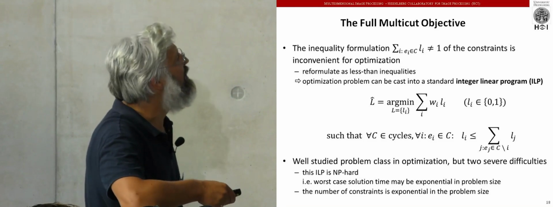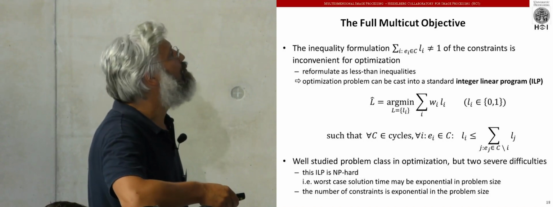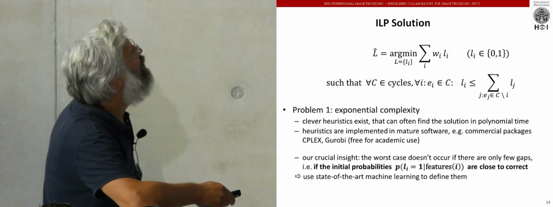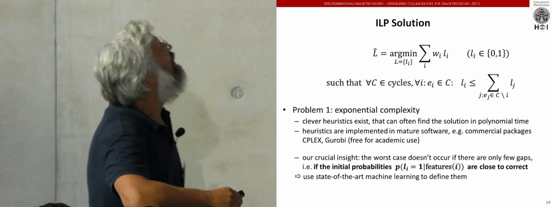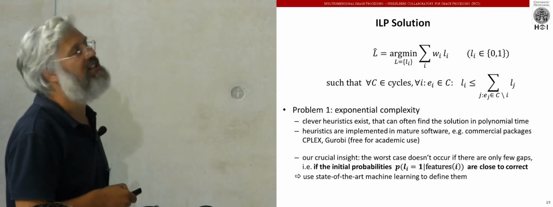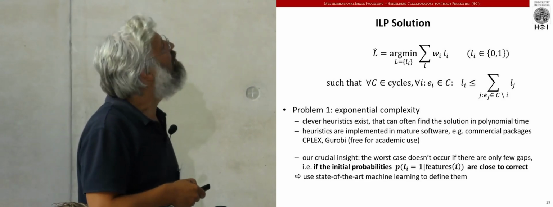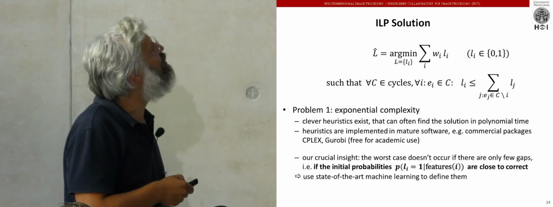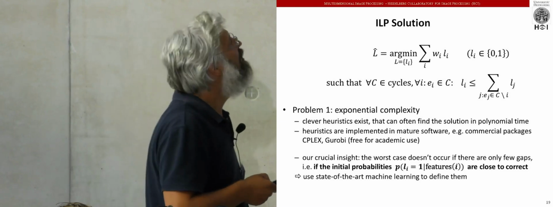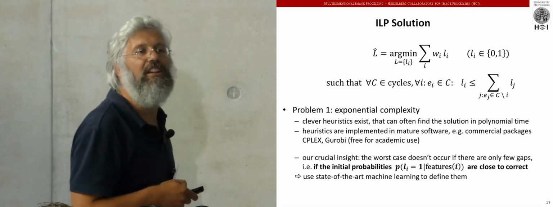And the number of constraints is exponential in the problem size because there are so many cycles in a graph. But fortunately, that's not hopeless. So for the exponential complexity, first of all, there exist very good heuristics that are implemented in standard packages. The best are the commercial ones, Cplex and Gurobi, which fortunately are free for academic use. But there are also some open source ones which are unfortunately a lot slower.